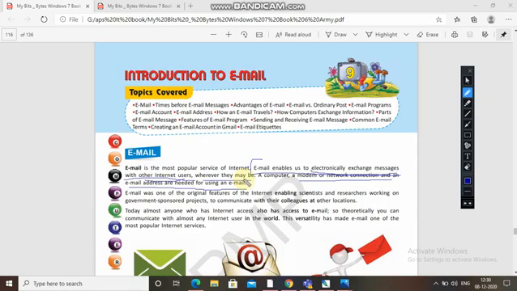Today almost anyone who has internet access also has access to email. So theoretically, you can communicate with almost any internet user in the world. Clear?